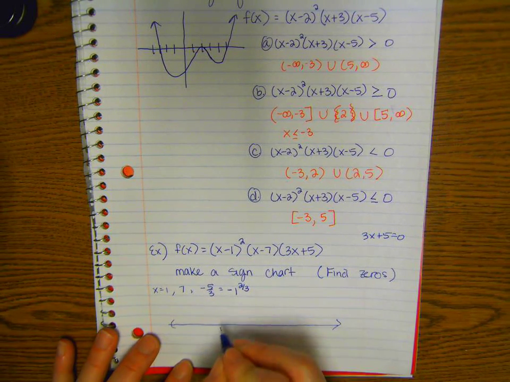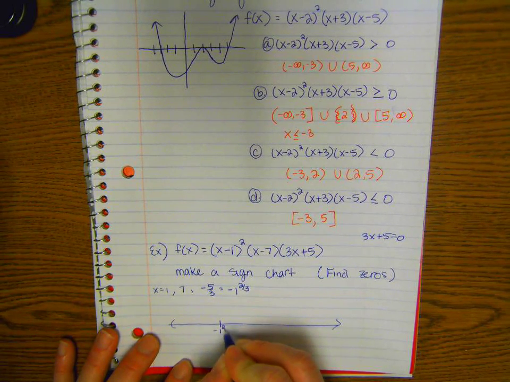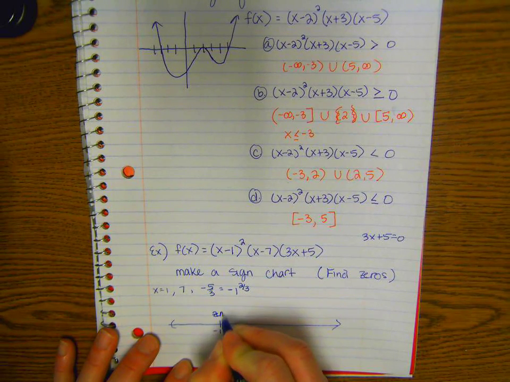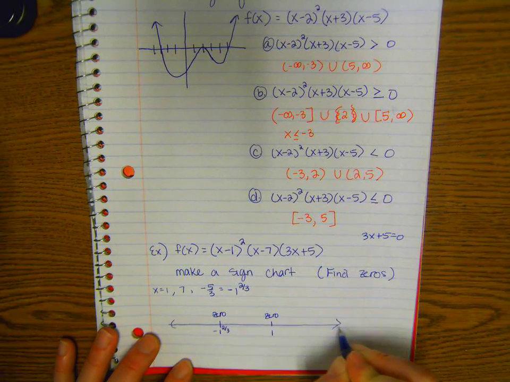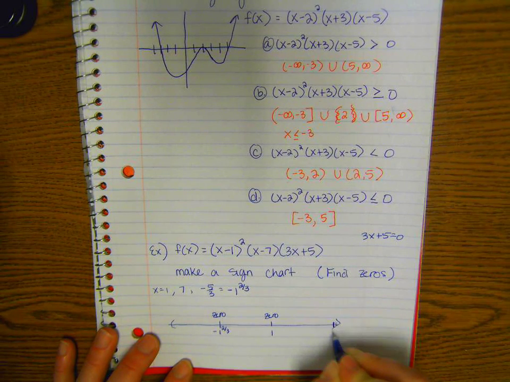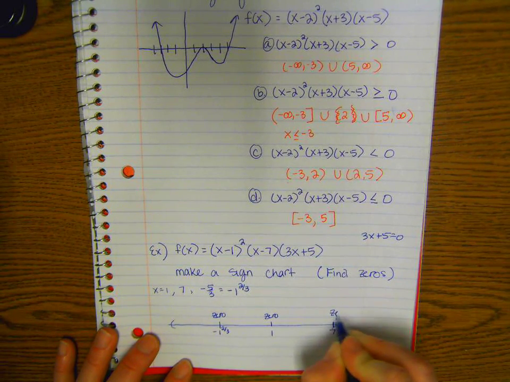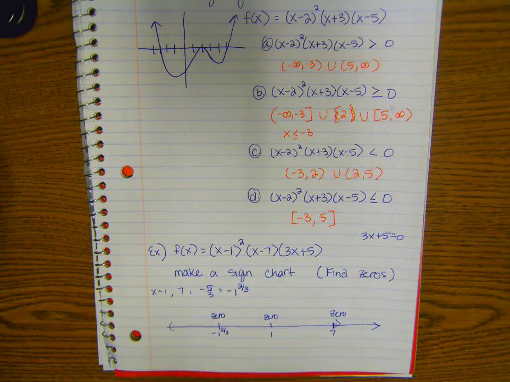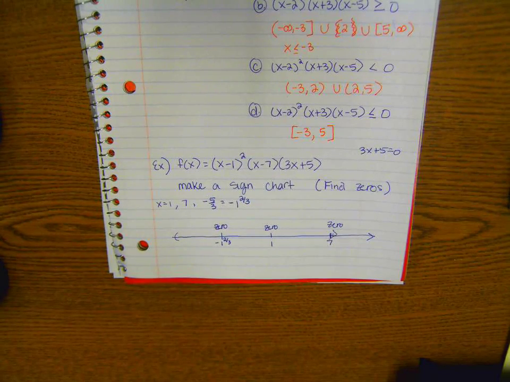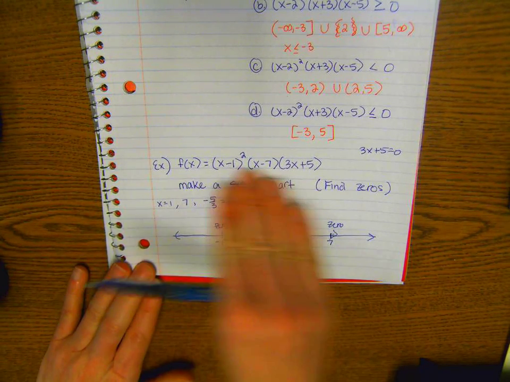So this is a 0. And then next would come 1, right? And then I'd put 7. That's also 0. Should extend it. Okay. And so what we do then is we pick numbers that are easy to work with, and we plug them into the function, and we just see what kind of number I would get.